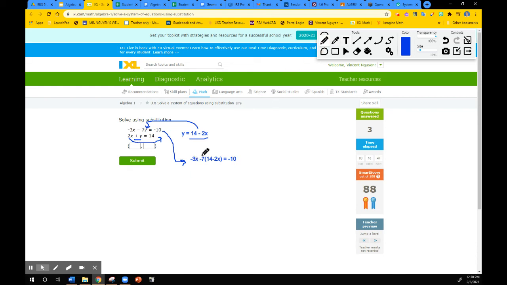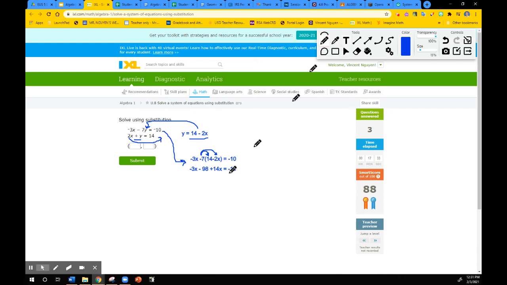So first, I noticed that I need to multiply this negative 7 through to get rid of the parentheses. Okay, so distributive property. So what I'm going to end up having is the negative 3x stays the same, but the negative 7 is going to be multiplied by the positive 14. So negative 7 times positive 14 is negative 98. So minus 98. Now, notice the second one, be careful, is negative 7 times negative 2. So it's going to be positive 14x. So you guys just need to be careful there, okay? Negative times negative is positive. And then equal to negative 10 on the other side, okay?